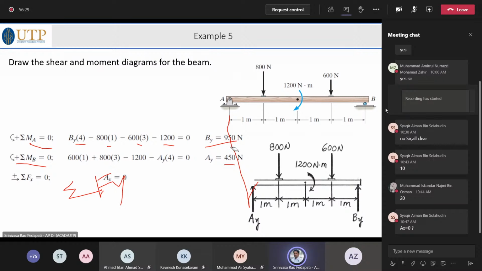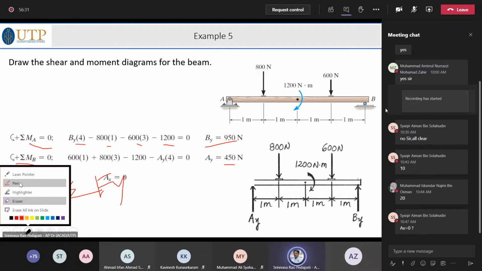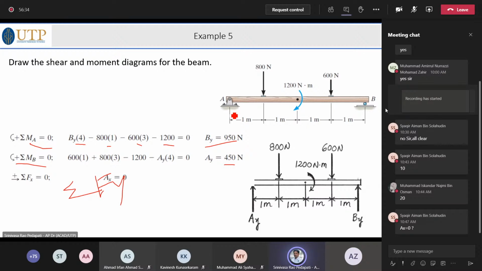You have to draw a straight line just below the diagram like this, and then you try to project, say, until this part, what is the force. If you take the moment cutting here, that means a section here, if you consider only the left hand, the only force acting is AY. So AY is how much? AY is 450, and AY is upward. So shear force is very clear: the shear force diagram is 450 and it is upwards.